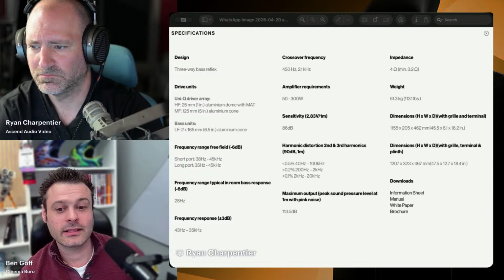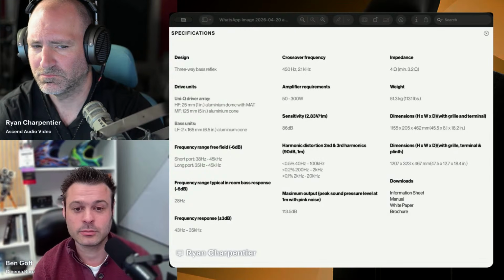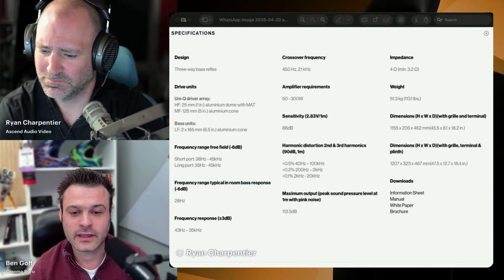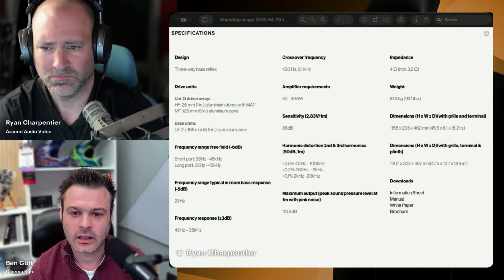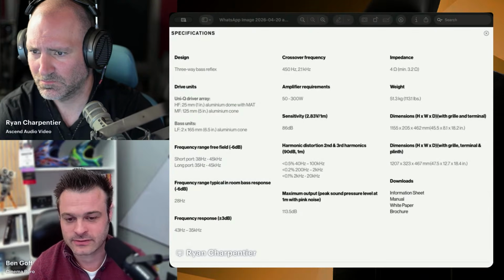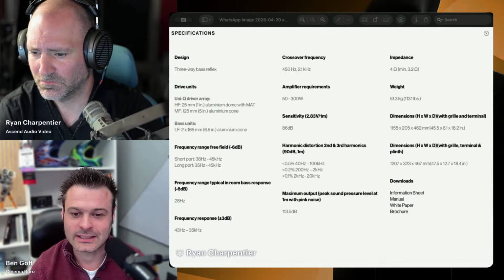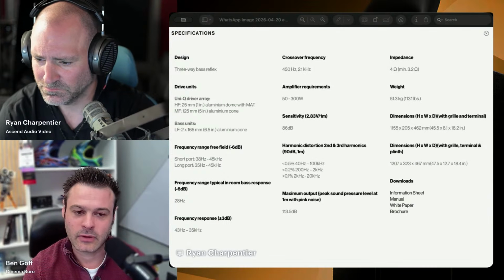Now, what I think Kef have done, and I could entirely be wrong, I am absolutely open to the idea I'm wrong here, but what I think they will have done is found their continuous rating, and they know that pink noise has a 12 dB crest factor. So they've added 12 dB to their continuous rating to say, in fact, it might be 9.